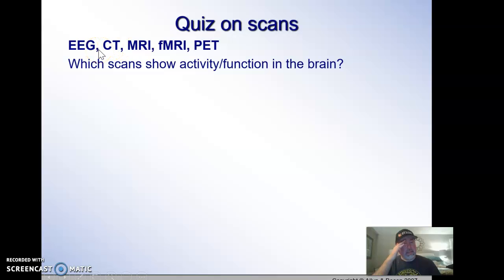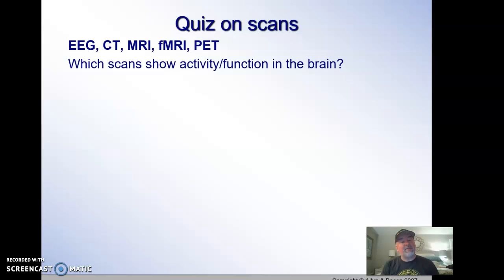Now remember, the EEG was the electrical activity. They'll put electrodes on your head, and what you see is how much activity each part of the brain is using. So it's just going to be little squiggles. That's the EEG. It's not using magnetism or radioactivity or anything else, but it shows activity. CAT scan doesn't show any activity. A CT scan is just like a really nice X-ray, as is an MRI. So we're not going to see any activity in the brain.